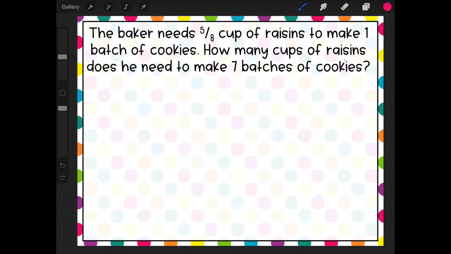All right, we're going to take a look at this problem we had. It's a review from yesterday. It says the baker needs 5/8 of a cup of raisins to make 1 batch of cookies. How many cups of raisins does he need to make 7 batches of cookies?